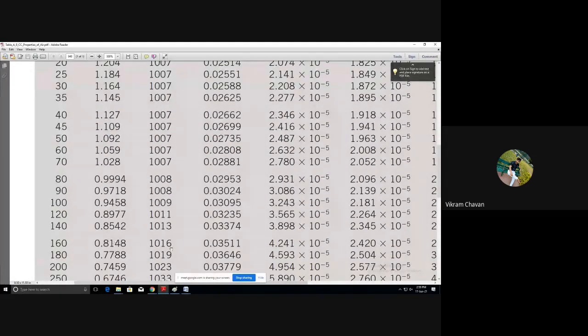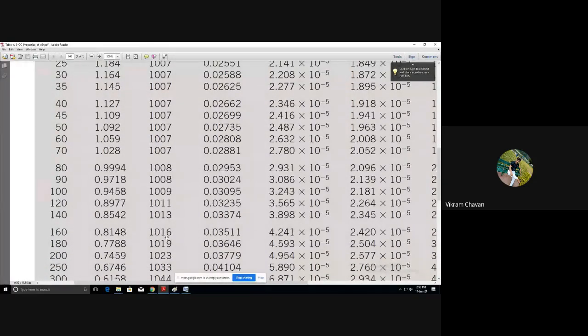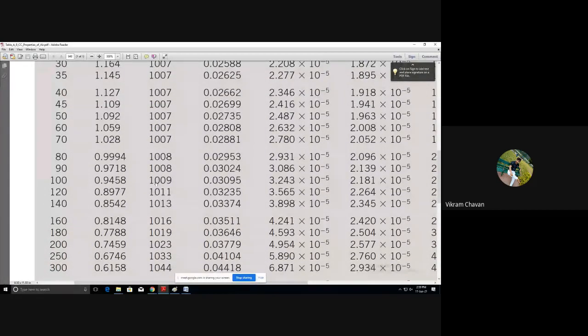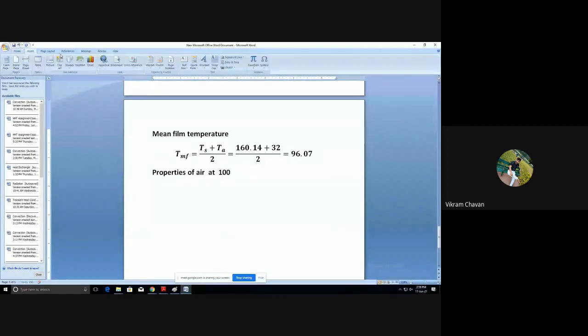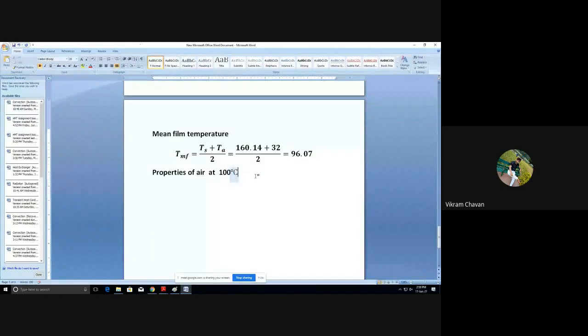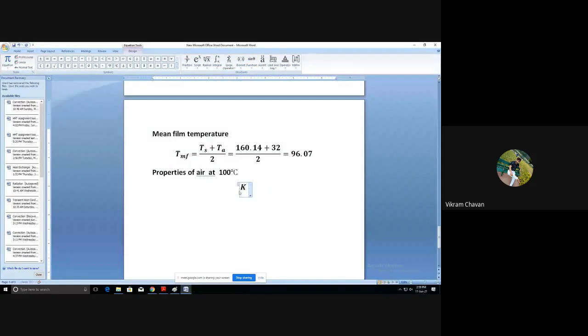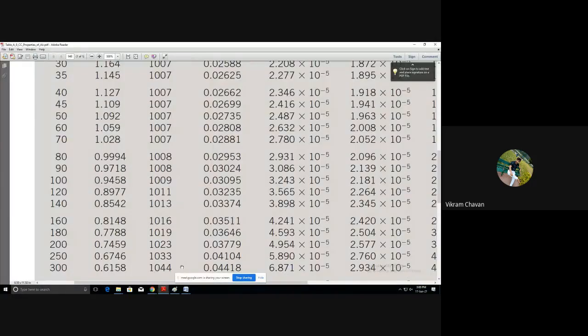Similarly there is no such difference elsewhere. You can see 1009 for 100 degrees and 1008 for 90, so for 95 you will get 1008.5, and for 96 near about 1008.7. So we can take directly the properties of air at 100 degrees Celsius, which will be nearer to 96 degrees Celsius. Which properties do we require? First of all, the thermal conductivity, K, of air at 100 degrees Celsius.